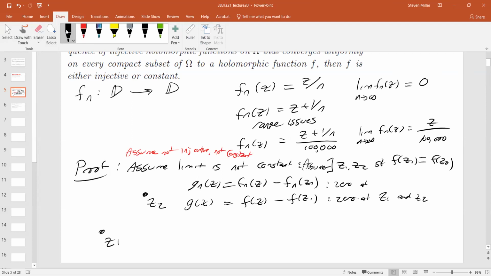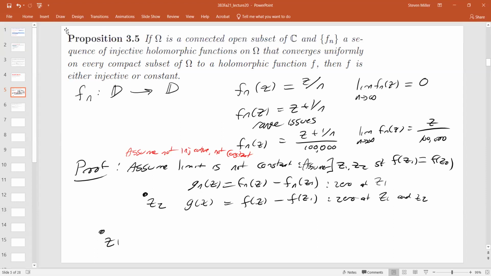Okay. So we know that F of Z minus F of Z1 is 0 at Z1 and Z2. What about Gn of Z? When is that equal to 0? At Z1. Any other points? No. Because Fn is 1 to 1, and this is by assumption. So we're assuming that our function is non-injective, so we can find a Z1, Z2 such that this is true. Because each Fn is injective, the only 0 of Gn is going to be Z1.